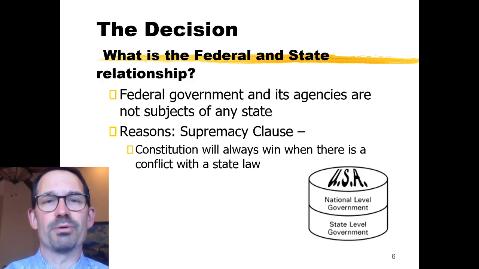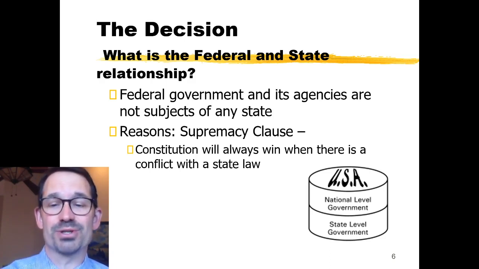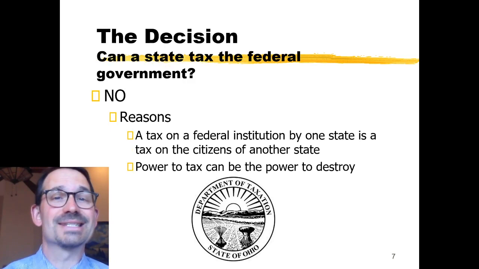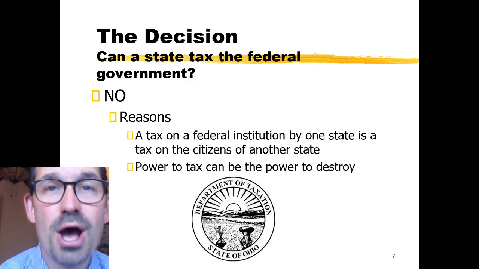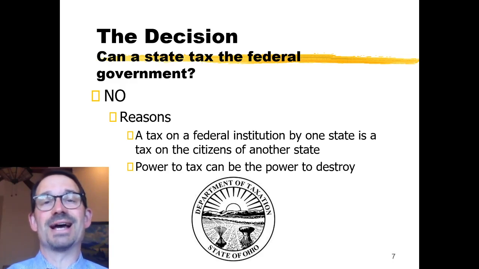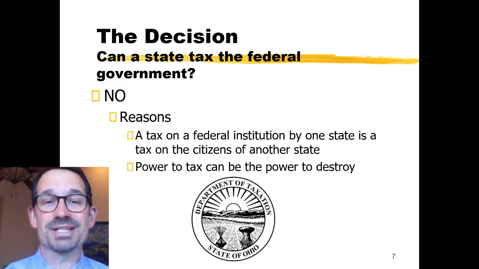So what's the federal-state relationship? National government wins if it's constitutional. We know the bank's constitutional because the Supreme Court already said so. Third question, can a state tax the federal government? No, they can't. Why? Because a tax by a state on a federal institution is actually a tax on another state, right? And I'll explain that in just a sec.